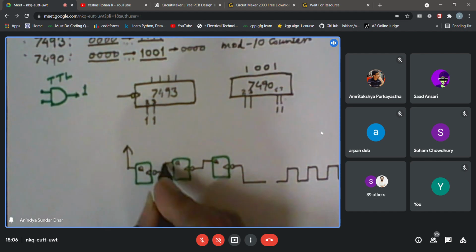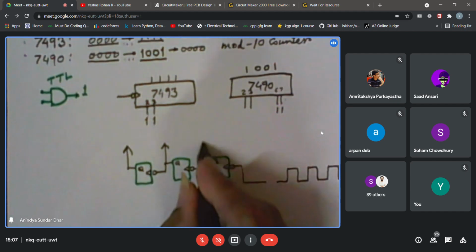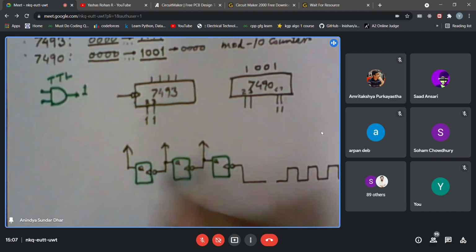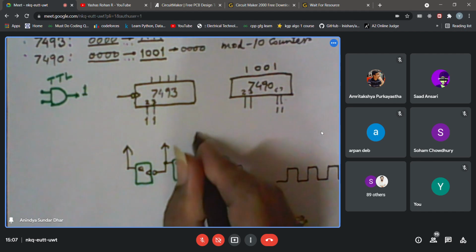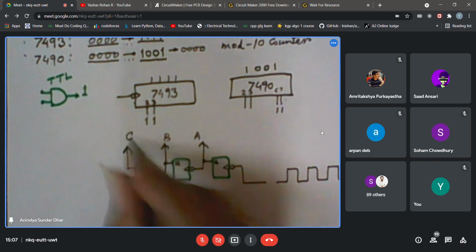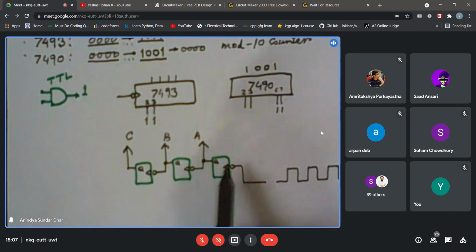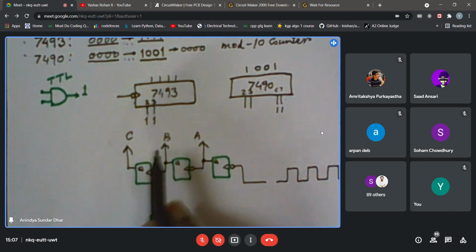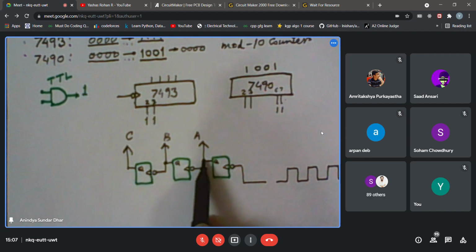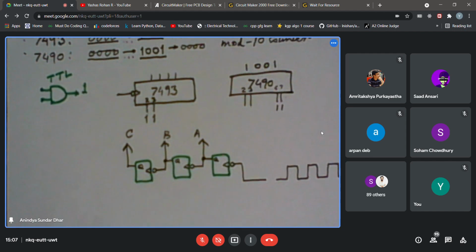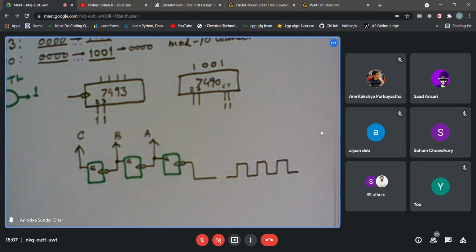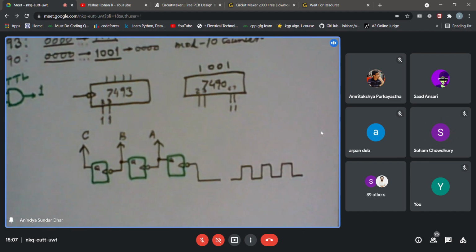This is the output of this flip-flop, this is the output of this flip-flop, this is the output of this flip-flop. If I call them A, B, and C, then when do you think A will change? After resetting, maybe A, B, C all are low. So when do you think A will first change to 1? With the first falling edge. Can you say that a little louder? With the first falling edge of the clock. Right, with the first falling edge of the clock.